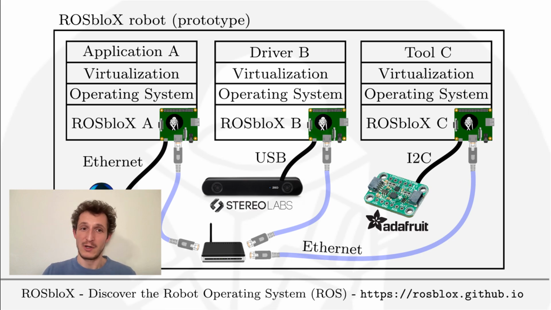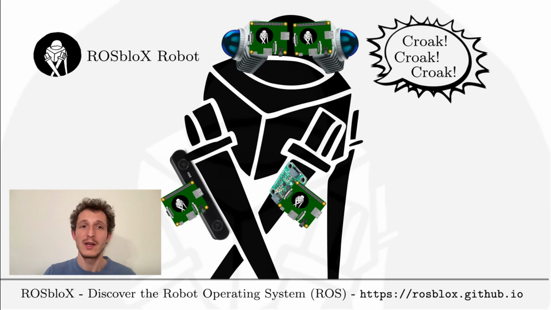For example, sensor values can be read by ROSbloX A. These are then processed to calculate motor commands in a ROSbloX B, and those motor commands are then sent to the motors of the robot by ROSbloX C. We can compose a robot prototype from as many ROSbloX as we need to implement a novel, interesting functionality, like for our robot from before, to make it say croc croc croc. Our now functional prototype is composed of multiple ROSbloX.